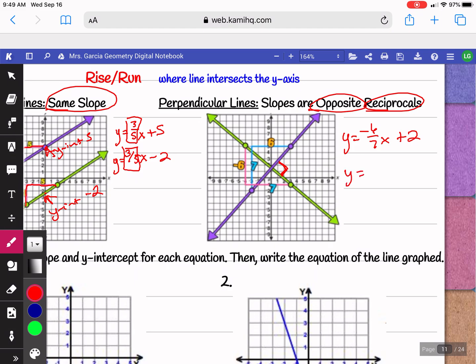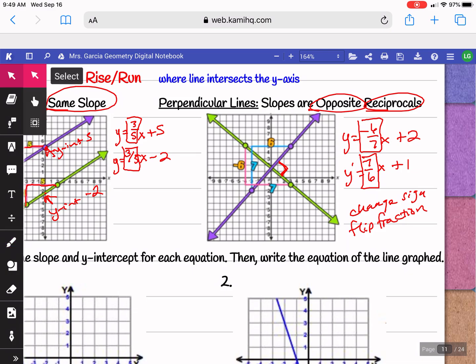Our purple line is going up 7, right 6. So the slope is 7 over 6. And it crosses the y-axis at about 1. So here, these slopes, they're not the same like parallel. They're opposite reciprocals. In other words, they change the sign and flip the fraction. So perpendicular lines, you change the sign and you flip the fraction of the slope. That's how the slopes are related.